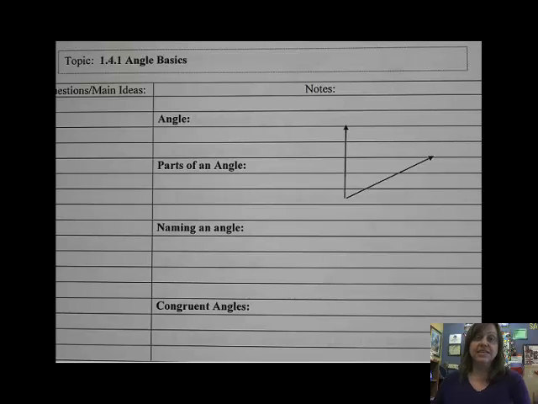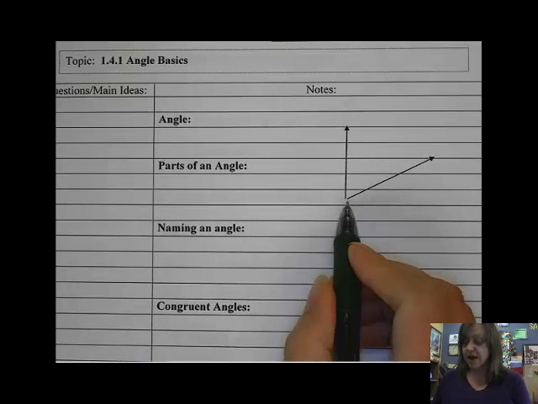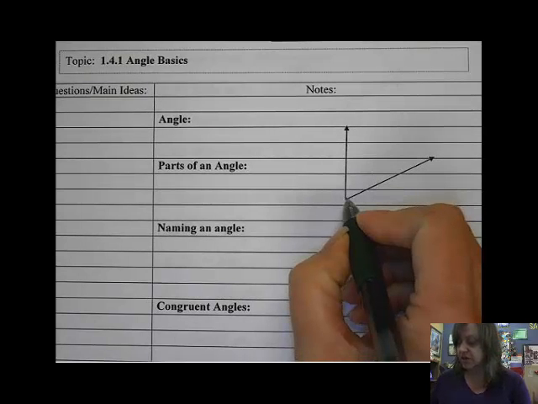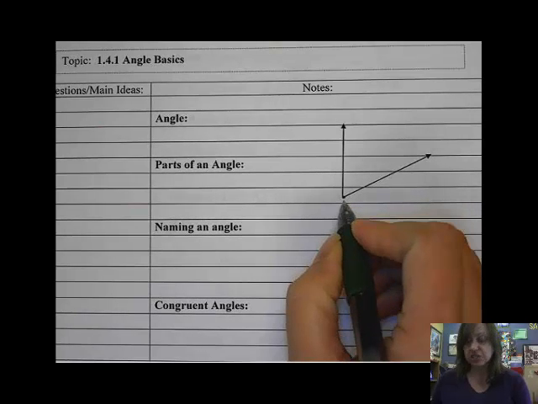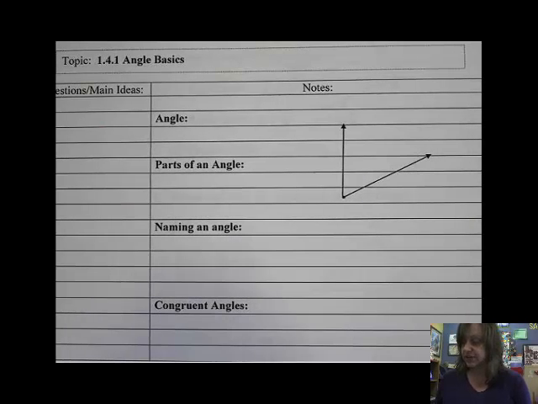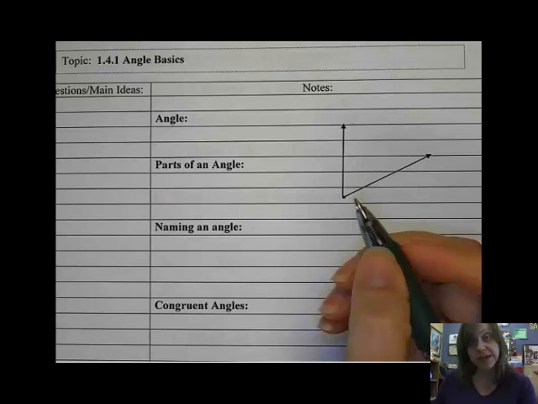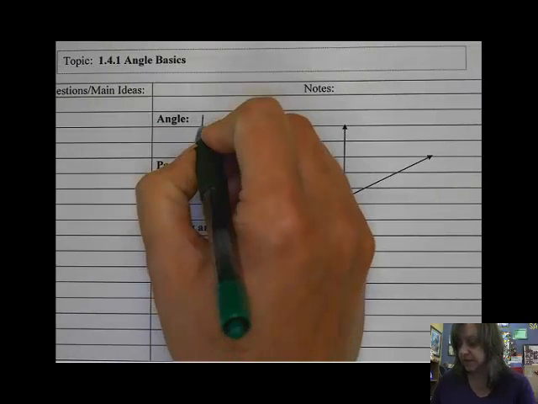This lesson's your chance to get in some good review about some of the basics of angles. Let's start out with what is an angle. Here's a diagram of one, and in this diagram you see that there are two rays, but those two rays share an endpoint. That's exactly the definition of an angle. It's two rays with a common endpoint.